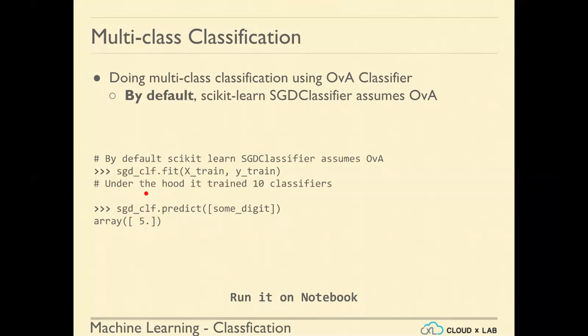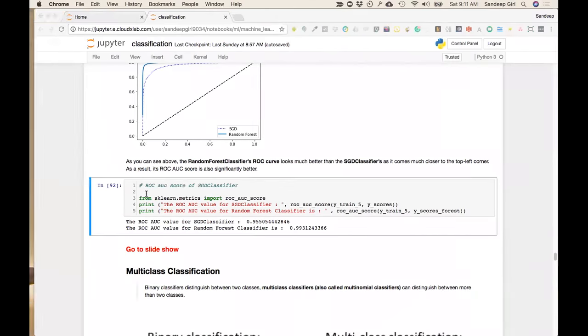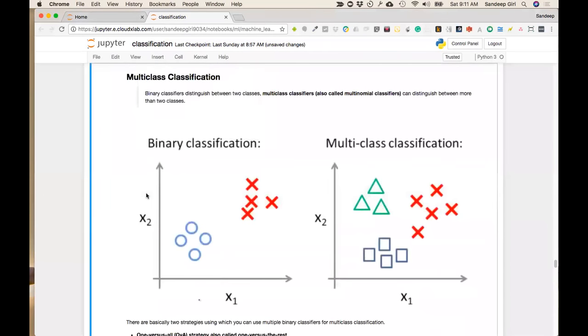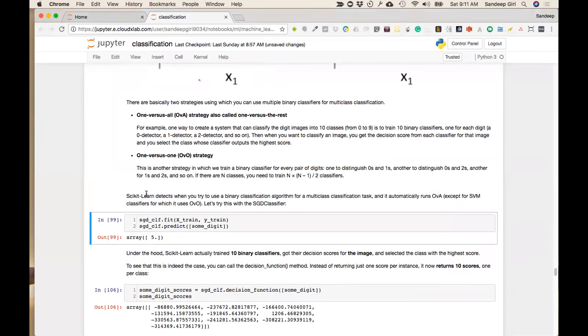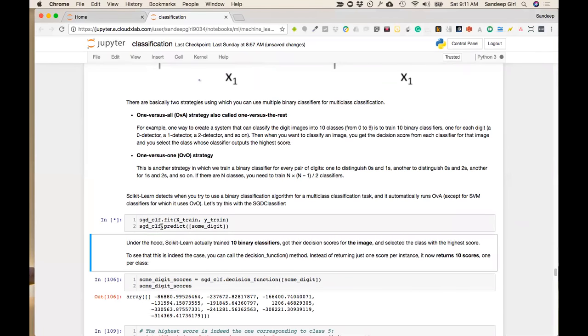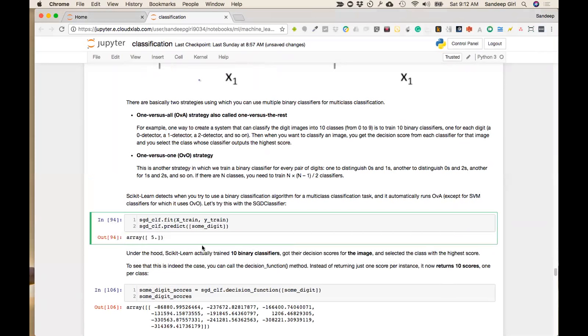Internally, it is training 10 separate classifiers. So internally, it has given us the correct results, right? Our sample digit was 5.